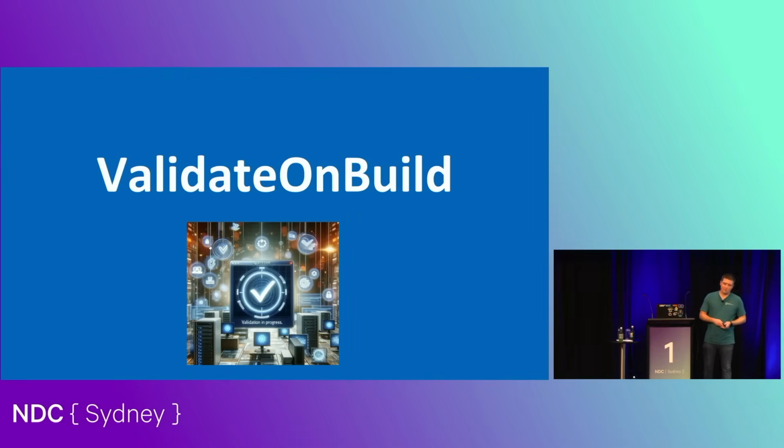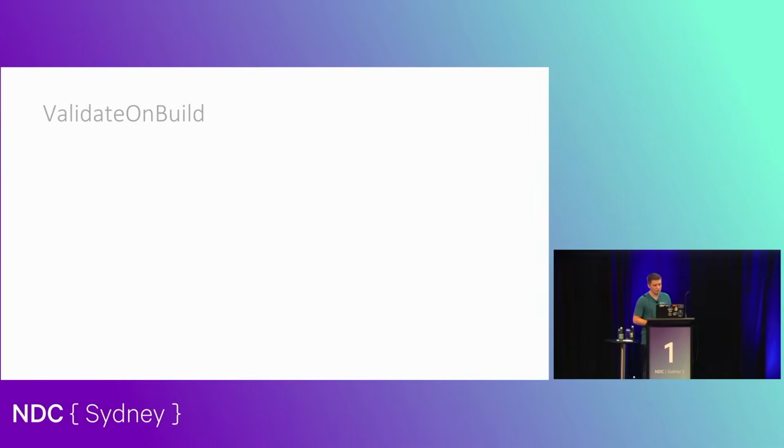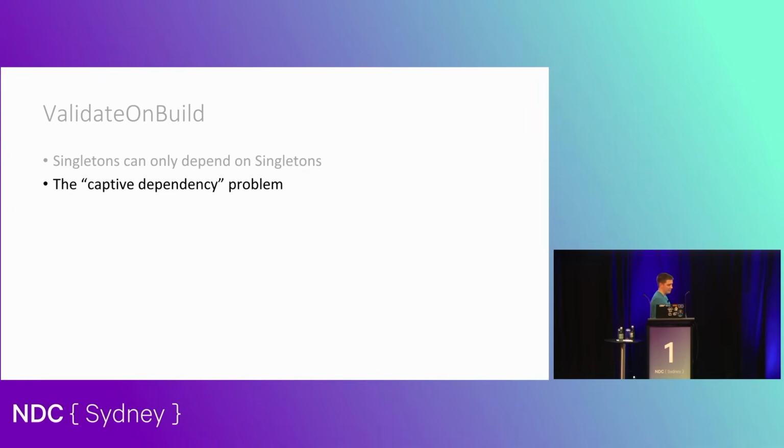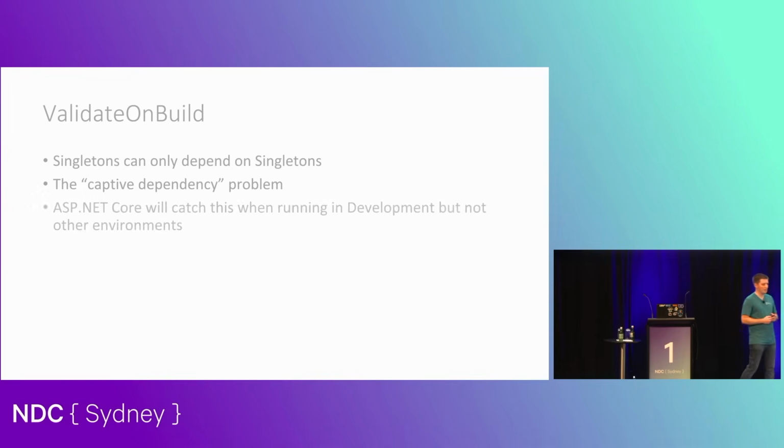All right, the next thing we're going to talk about is validate on build, which I don't see happen too often. The reason behind validate on build is that singletons can only depend on singletons, which makes sense if you think about it, because if a singleton depends on a scoped or a transient, it can't really be a singleton, because you're depending on something that gets reconstructed lots of different times. This leads to what's called the captive dependency problem.